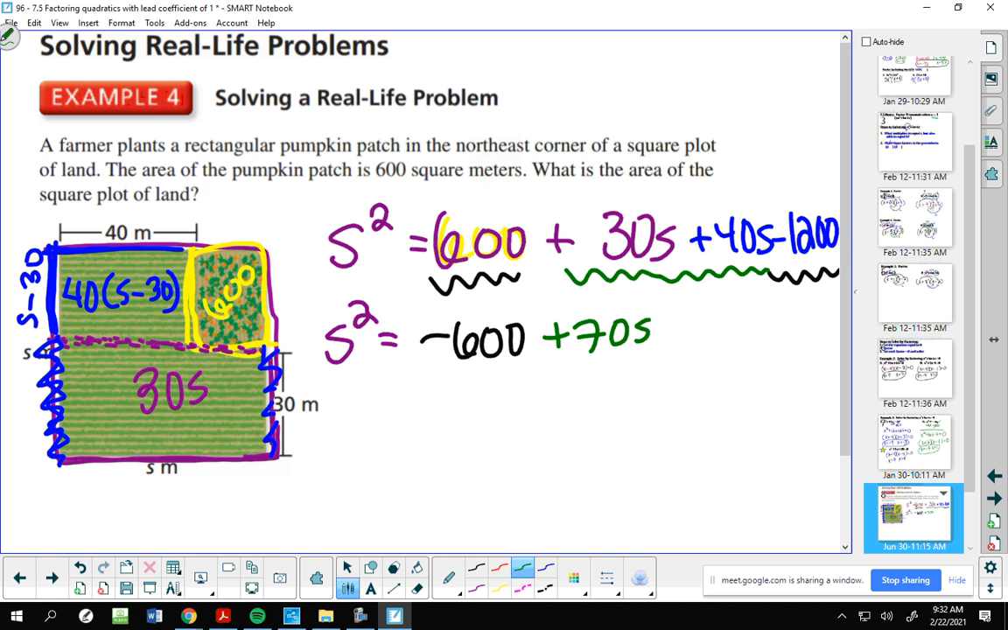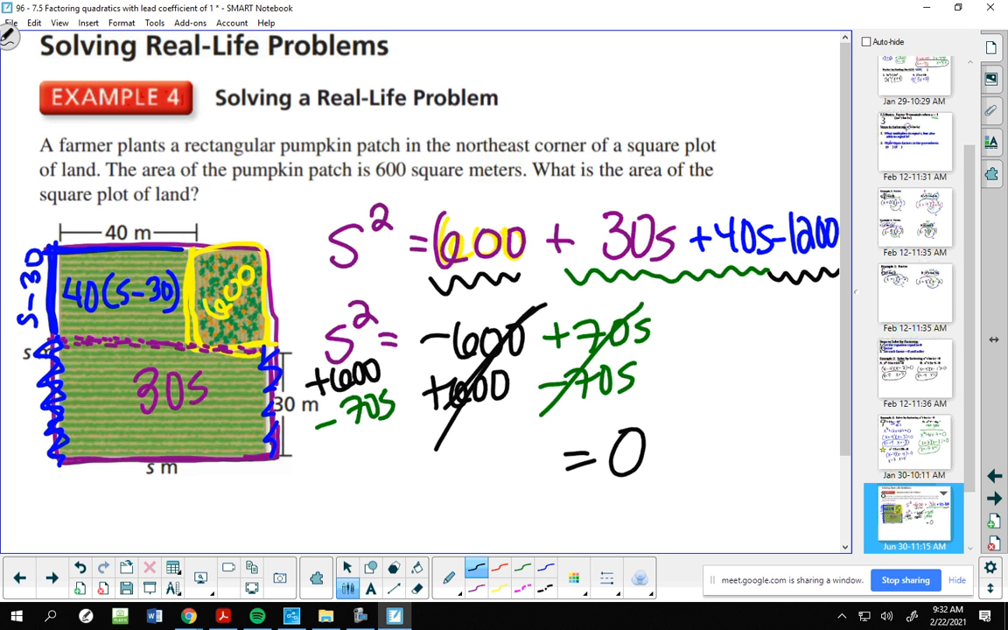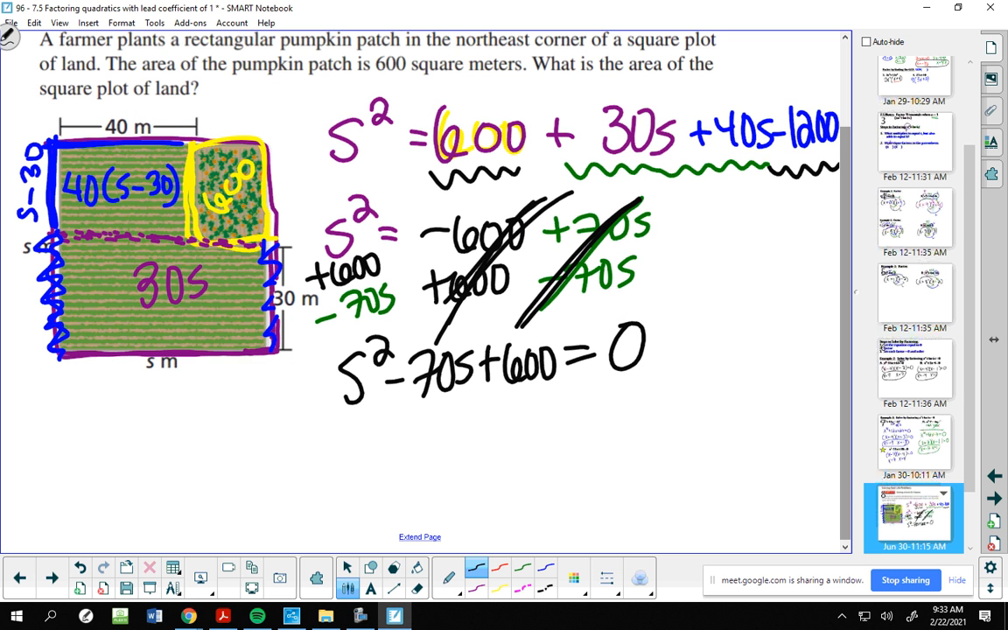Now, this S squared term is already positive, so let's take the other 2 terms and move them over. Okay, so we're going to add 600 to both sides. And then we're going to subtract 70S from both sides. And then that will equal 0. Right? We'll have 0 on the right side because we moved both of those terms. And then make sure you put it in standard form. S squared, which one goes next? Negative 70S, good, plus 600. And now we have a trinomial that we're going to factor.